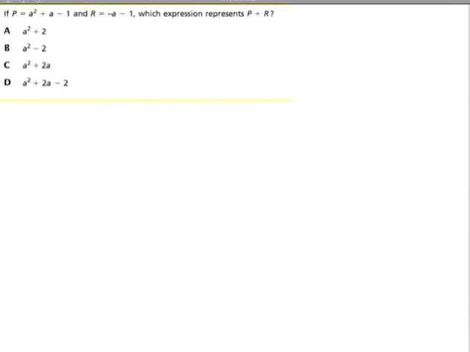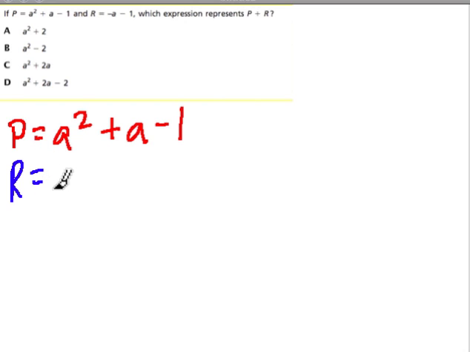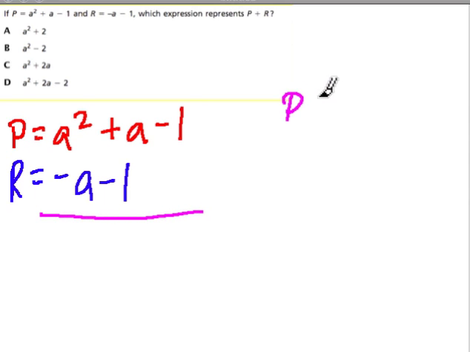Question, we're just adding terms in a polynomial, and it's hard to read, so I'll write it out. P is one of the terms. It equals a squared plus a minus 1. And then R is another term, so I'll write that in blue just to keep track of it. R is negative a minus 1. And they want to know how would we represent the sum of these two things, P plus R.